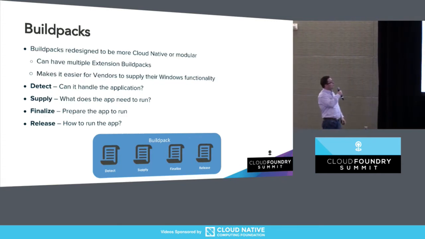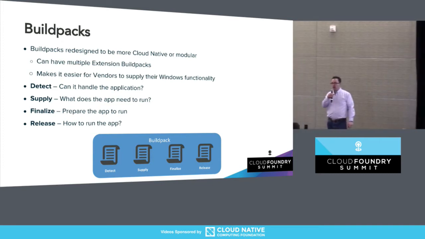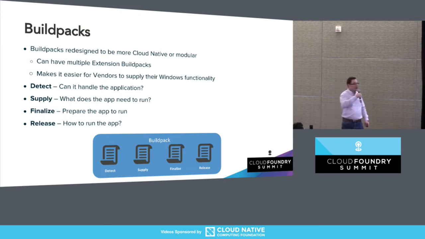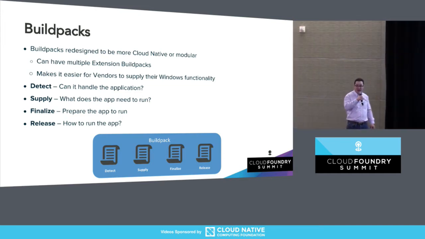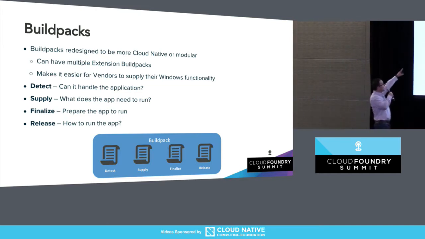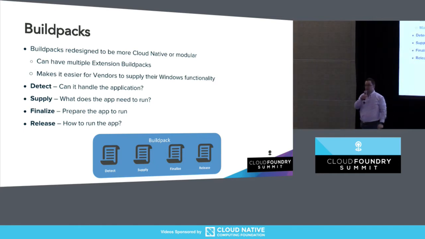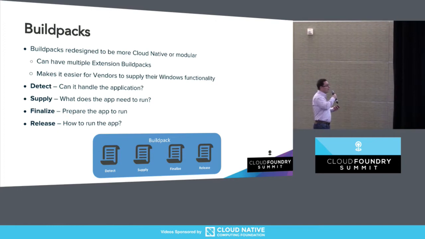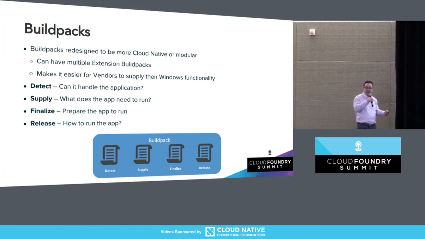Well, the new way of doing build packs, what I call more cloud-native build packs, or really more of a modular approach, they're called extension build packs, and what they've done is taken the compile and split it up into two pieces, supply and finalize. So supply now is responsible for those dependencies that I need to run, and I can actually have multiple supply build packs in there.